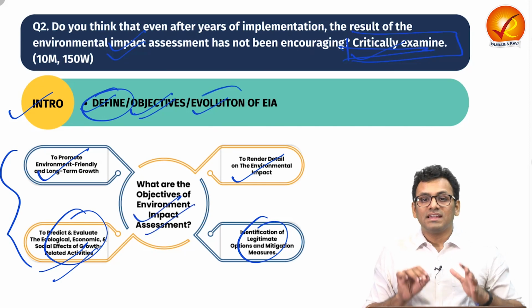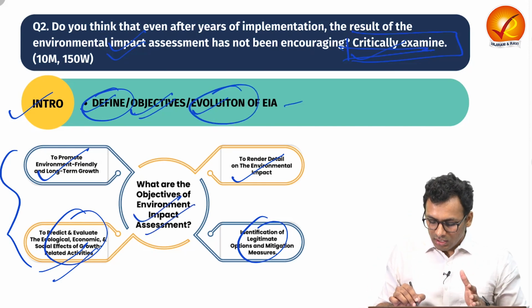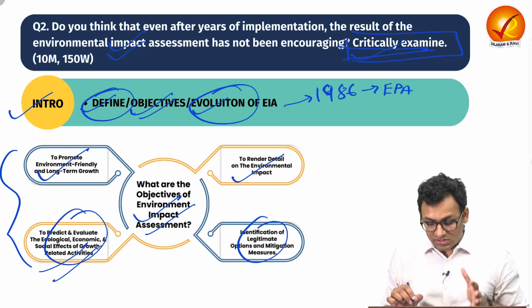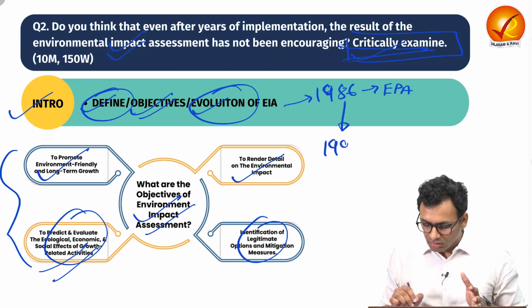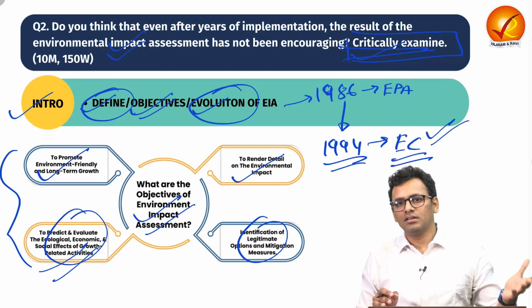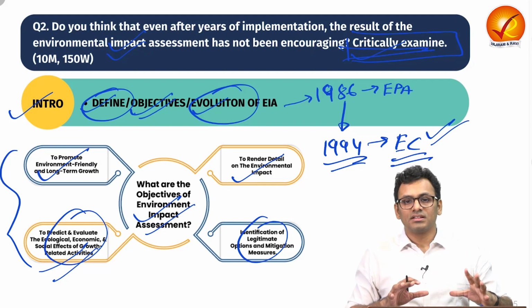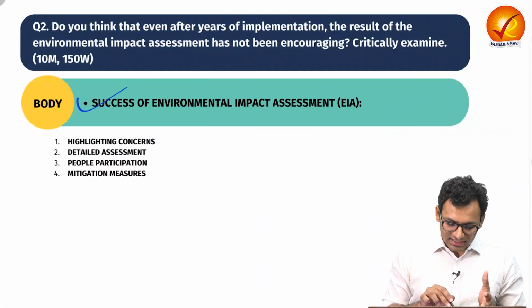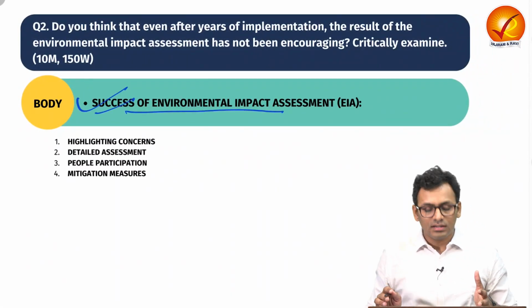You can also talk about the evolution of EIA. You can talk about how in 1986 we had Environmental Protection Act, and based on that in 1994 the very first environmental clearance was given, and this started the entire chain of EIA. So that is something that you can write in your introduction. Let's move to the body 1 where we'll talk about the successes of environmental impact assessment.